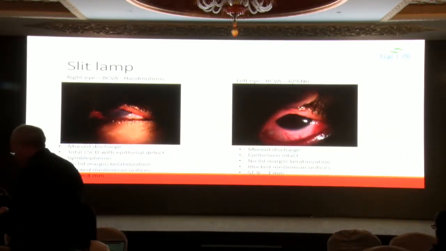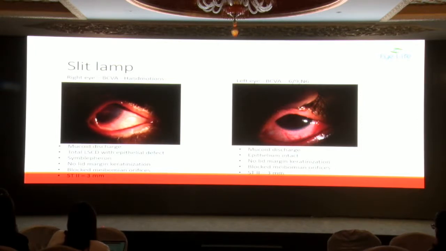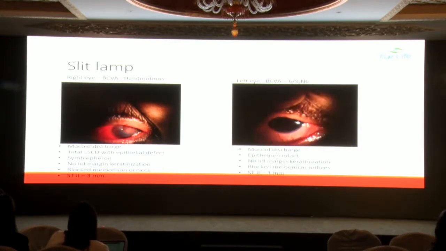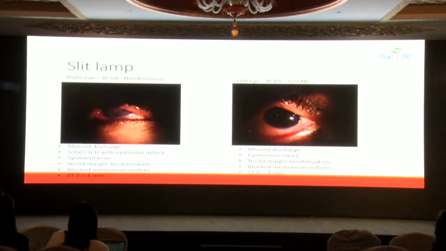The right eye, as you can see, has mucoid discharge, total limbal stem cell deficiency with an epithelial defect, symblepharon, and blocked meibomian orifices. I couldn't really see much keratinization, but the lid margin was very abnormal. The Schirmer's test 2 was about 3 millimeters. And this is the left eye. The cornea was clear, but the lid margin changes were almost similar to the right eye, and there was symblepharon. The Schirmer's was also 3 millimeters in this eye as well.